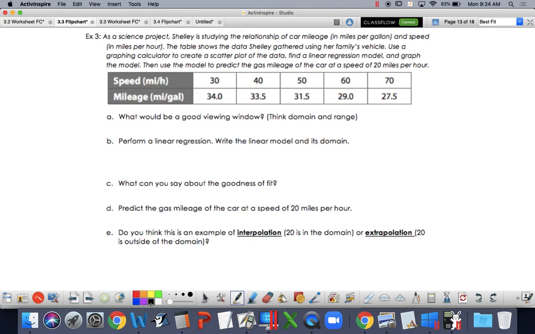Which one is my x value? Which one is my y value? Speed. Yes. The mileage depends on how fast I'm going, right? If I'm driving on the highway, I'm probably getting pretty good mileage unless I go over that threshold, right? Maybe I start going too fast, then it's using up a lot of my gas. So my speed is my x.